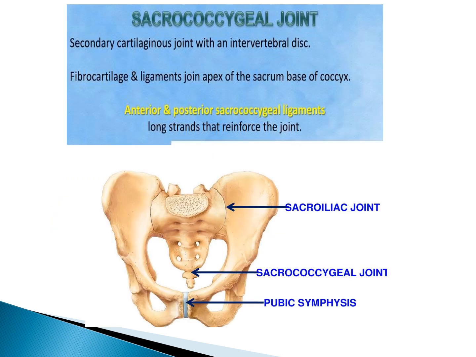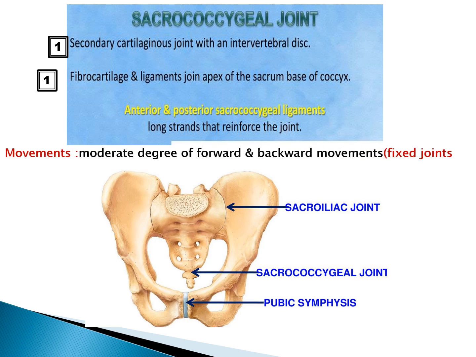Sacrococcygeal joint. It is a secondary cartilaginous joint with an intervertebral disc. The fibrous cartilage and ligaments join the apex of the sacrum with the base of the coccyx. It also presents anterior and posterior sacrococcygeal ligaments, which reinforce the joint. So the sacrococcygeal joint is also a secondary cartilaginous joint with minimal mobility. There is a moderate degree of forward and backward movement, but however, they are fixed joints.